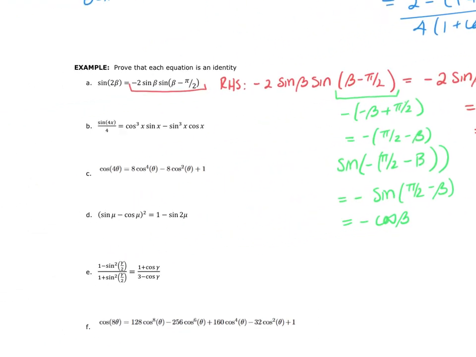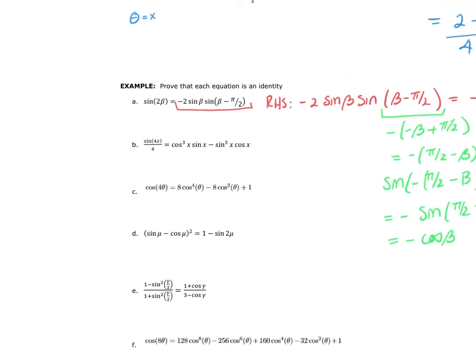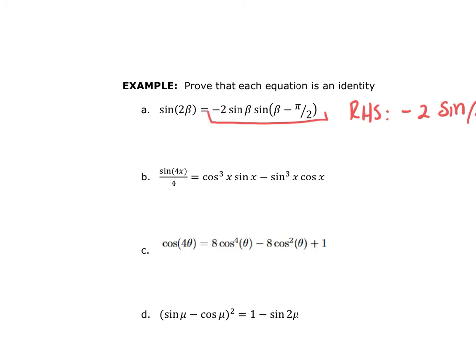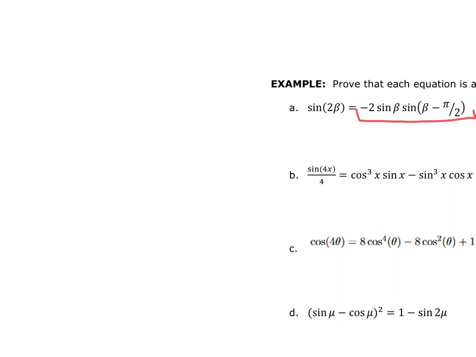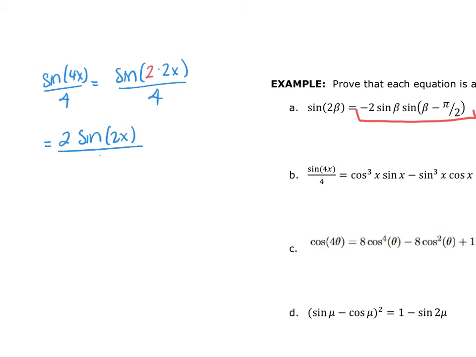Okay, let's take a look at my next identity. I think I'm going to use the left-hand side on this one, even though it's got fewer terms. I have the sine of 4x divided by 4. I'm going to rewrite this as the sine of 2 multiplied by 2x, divided by 4, and that way I can see it's the double angle. So this is going to be equal to 2, the sine of 2x, divided by 4, and then multiplied by the cosine of 2x.